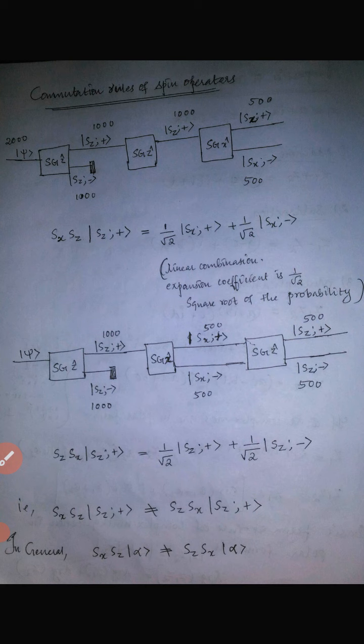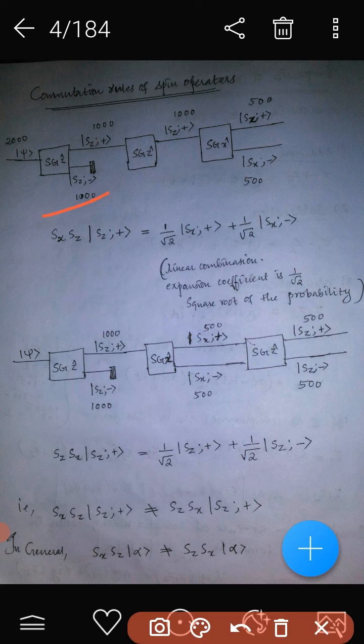So here psi is the general state or the initial state, and suppose there are 2000 particles. Then the first measurement is the z component of the spin. We are measuring the z component of the spin, and we will get upspin and downspin particles, with about equal intensity, that is 1000 particles in each case. We will get two states, that is Sz plus and Sz minus.